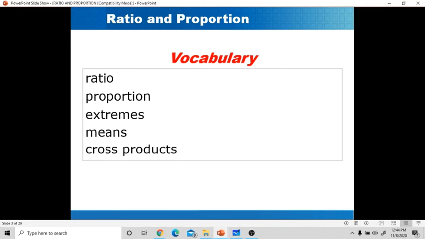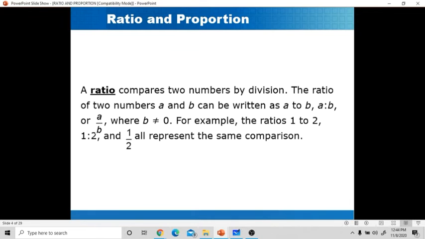As we discuss ratio and proportion, we're going to encounter the following terms: ratio, proportion, extremes, means, and cross products. A ratio compares two numbers by division. The ratio of two numbers, A and B, can be written as A to B, A is to B, colon form, or in fraction form, A all over B, where B is not equal to 0.